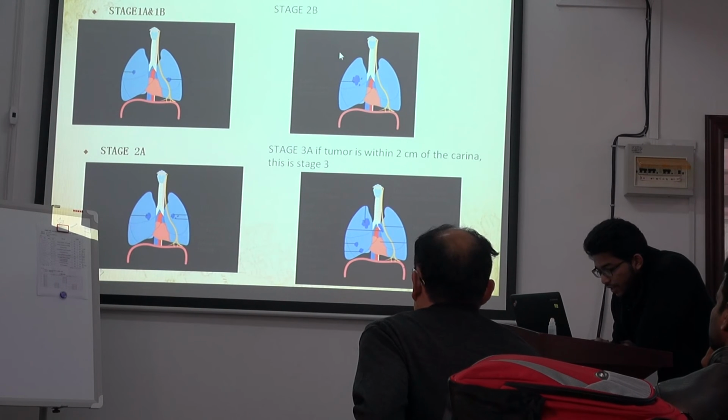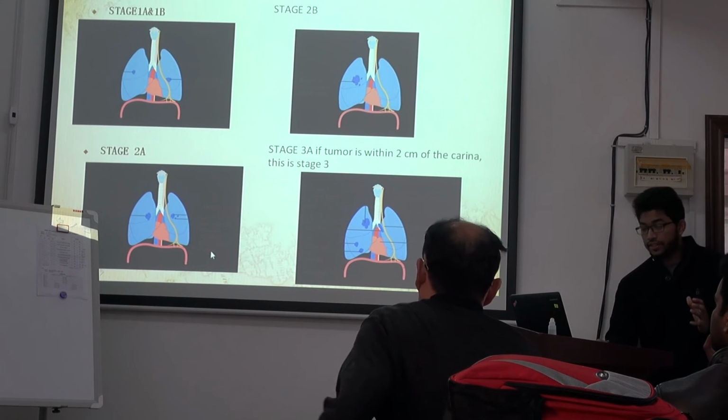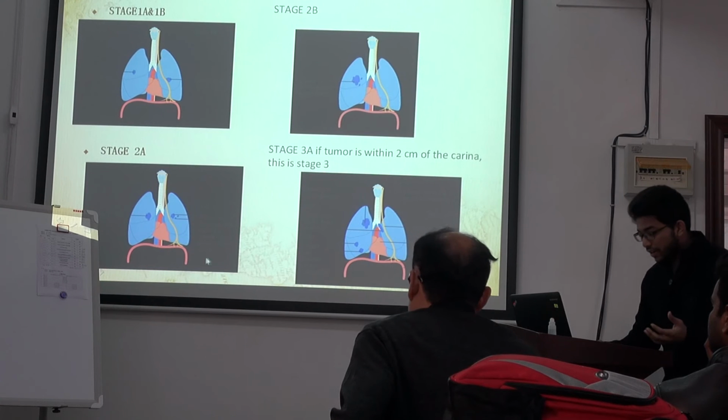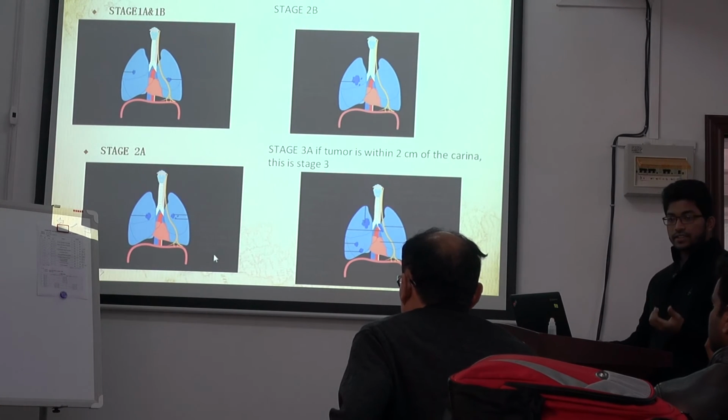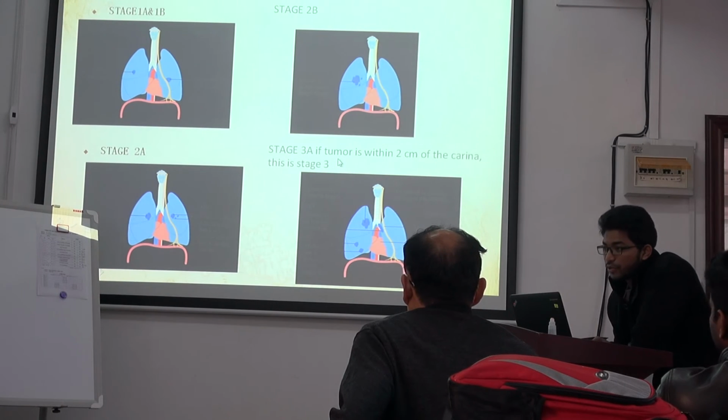Okay, and in stage 2A, the cancer is either 5 to 7 centimeters, or the cancer is less than 5 centimeters and there are cancer cells in lymph nodes. If it is stage 2A and the cancer is more than 5 centimeters, it should have something extra, like cancer cells in the lymph nodes. Okay. In stage 3A, this is the most dangerous stage.